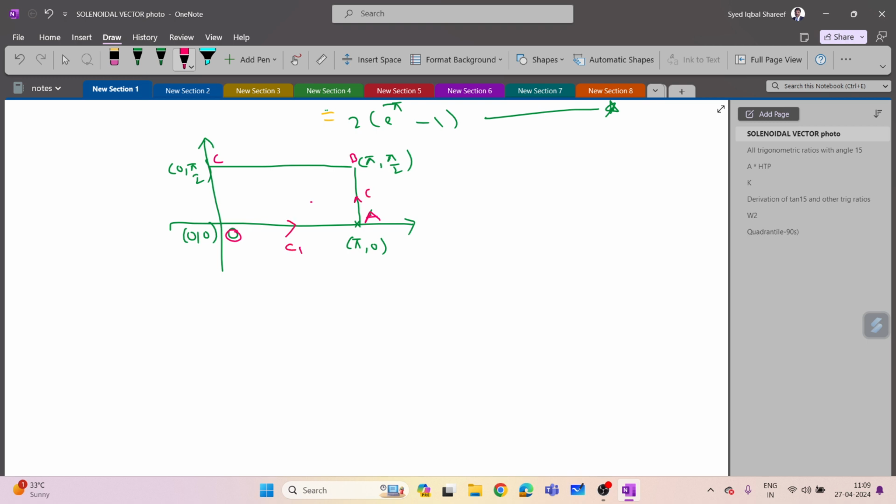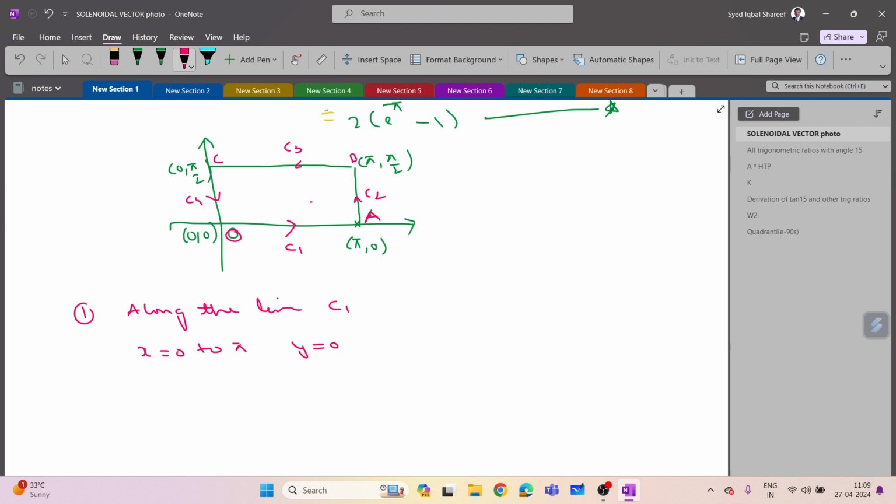C1, C2, C3, C4. Along the lines C1, C2, C3, C4, one by one we will go. The first one, along the line C1. What is your x? X equal to 0 to pi.